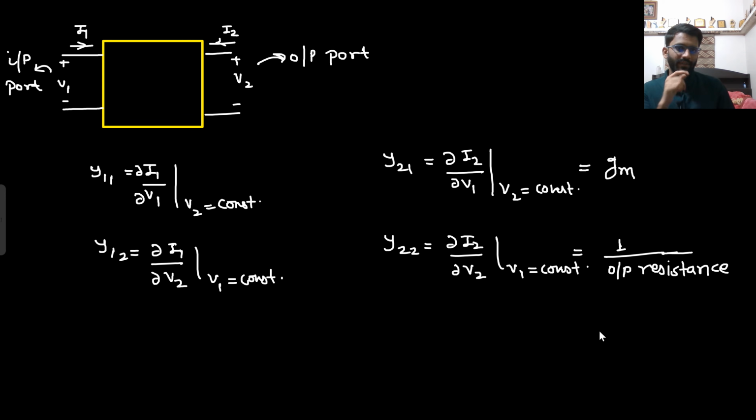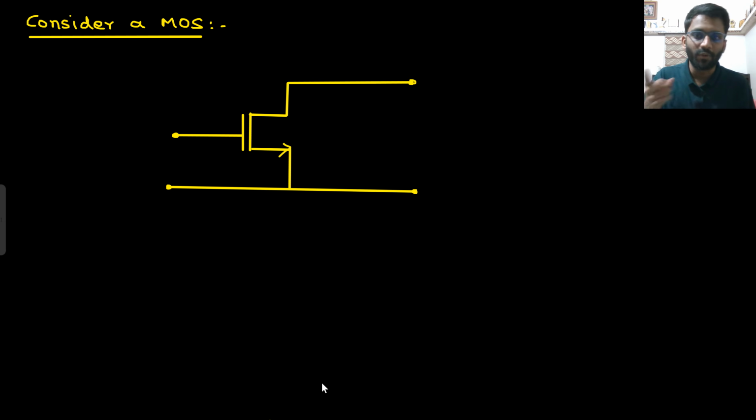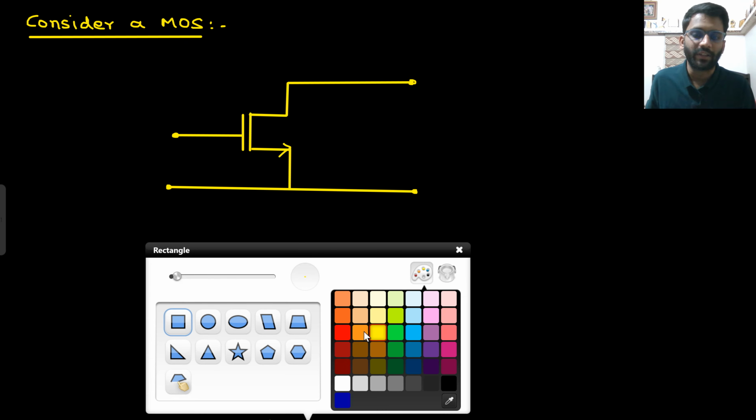Are you getting this point? Delta I2 by delta V1, delta I2 by delta V2 at output only. We have calculated both of the parameters for MOS. GM we also calculated, output resistance we also calculated, for saturation region and for triode region. Now this thing only we have to use, because a MOSFET is also a two-port network only.